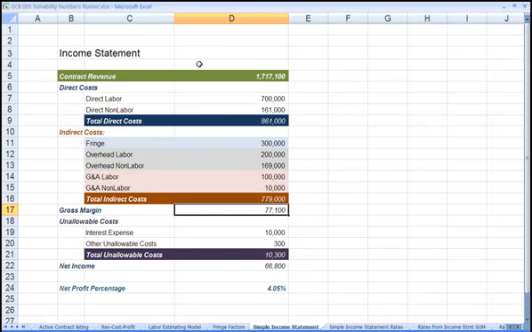The next line on the income statement is called the gross margin. This is the amount of money built into each contract after direct cost and indirect cost are deducted. In preparing bids for government work, this is the fee or profit built into the contract pricing.